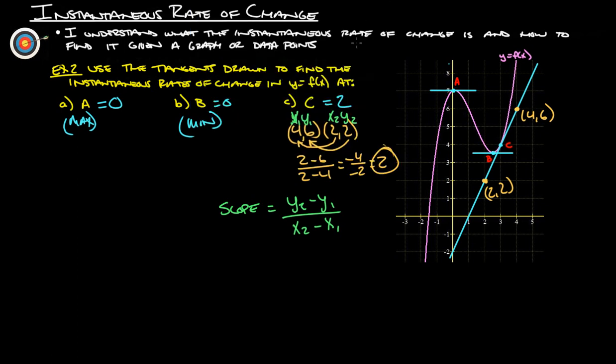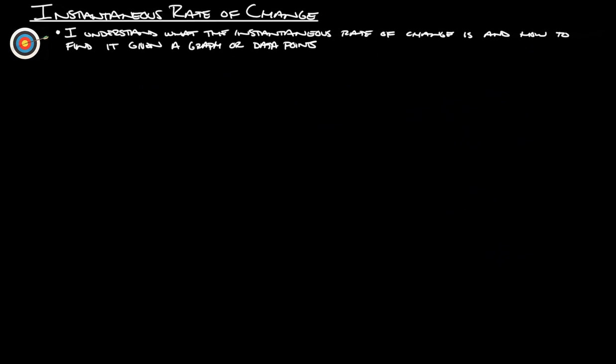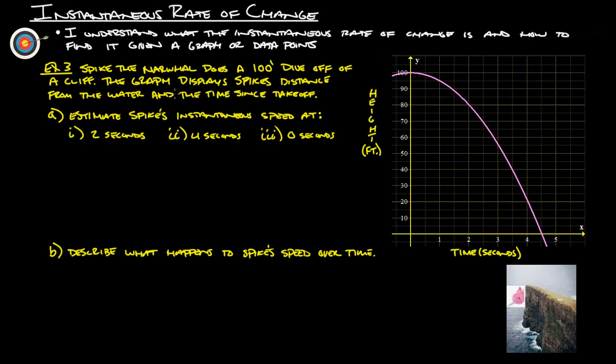All right. Here we go. Last example here. Example 3, Spike the Narwhal does a 100-foot dive off of a cliff. There's Spike diving off the cliff. Don't worry, Spike was not injured during this example here. The graph displays Spike's distance from the water and the time since takeoff. So here's the time, and here's the height in feet above the water. Okay? So estimate, key word in here, estimate, does not mean calculate. Estimate Spike's instantaneous speed at 2 seconds.